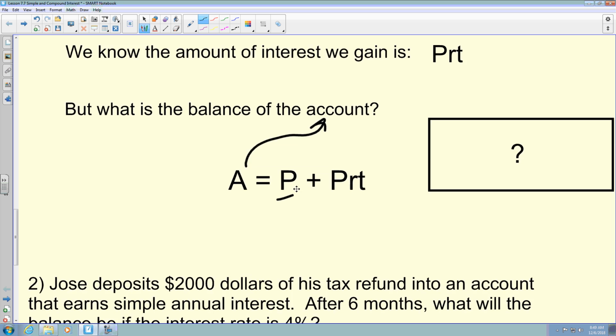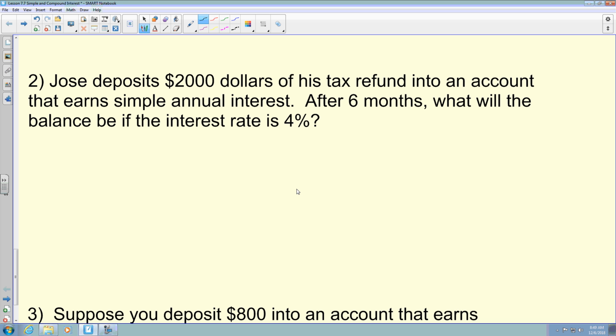Okay, so looking at problems like that, here it says Jose deposits $2,000 of his tax refund into an account that earns simple annual interest. After 6 months, what will the balance be if the interest rate is 4%? So the balance means they're looking at how much is in the account, including the investment of the $2,000. So this is the situation where you're looking at A equals P plus PRT.